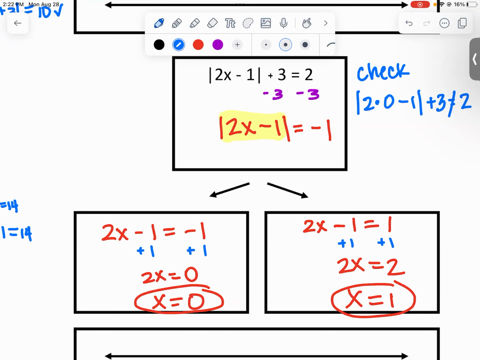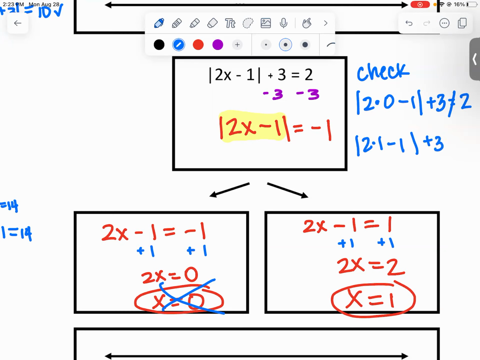Wait, so 2 times 0 is 0. Minus 1 is negative 1. The absolute value of negative 1 is 1. Plus 3 does not equal 2. It's not a solution. Now, let's try 1. If I take 2 times 1 minus 1 inside of my absolute value, what do we get?